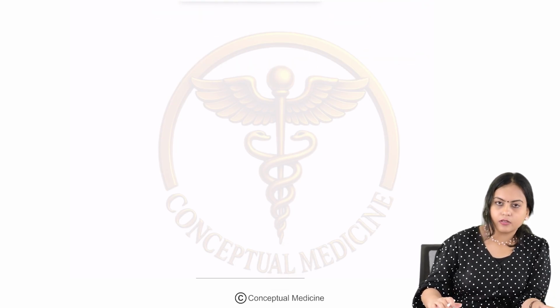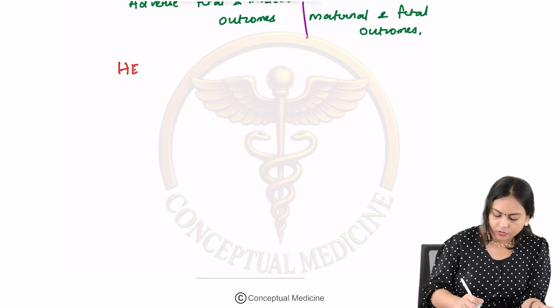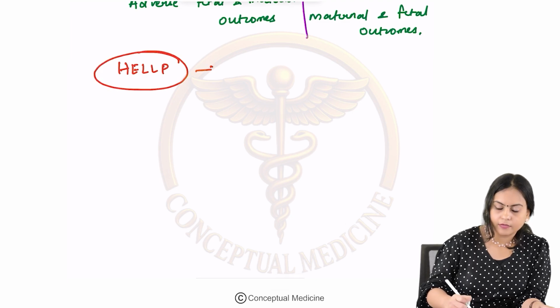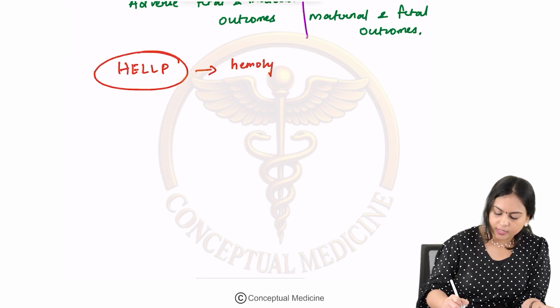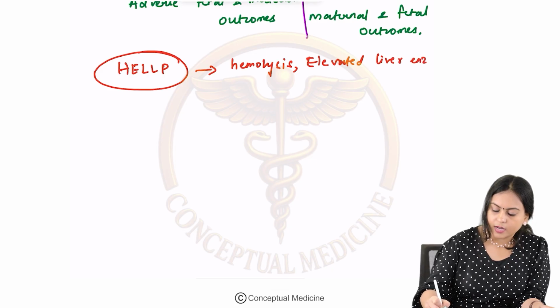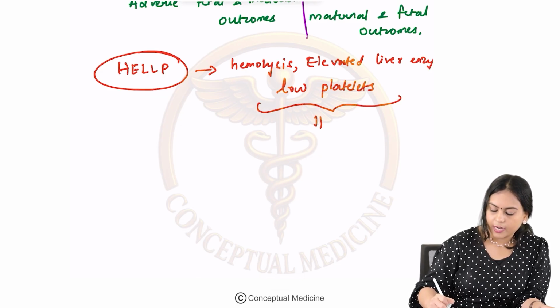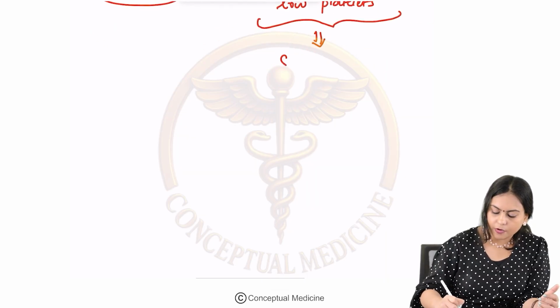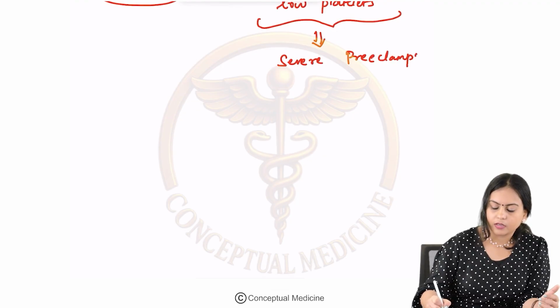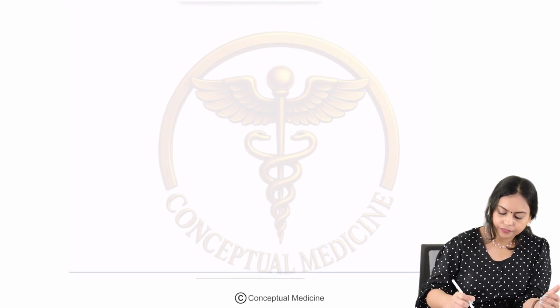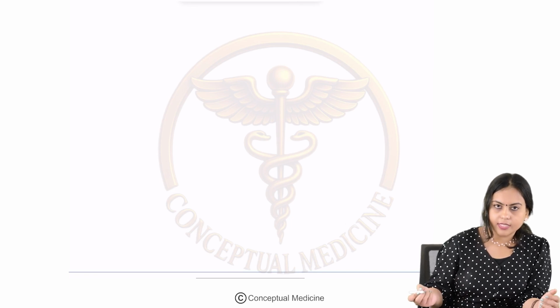Here I want to add one more point, HELLP syndrome, which is hemolysis, elevated liver enzymes and low platelets. So, HELLP syndrome can be a form of severe preeclampsia. Clear? Now, we will see eclampsia.